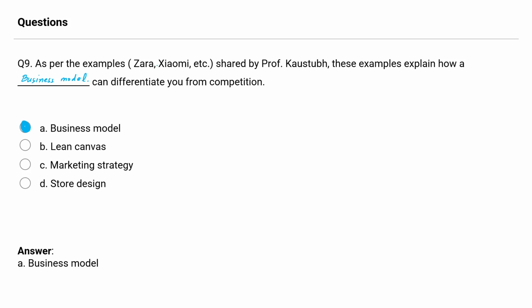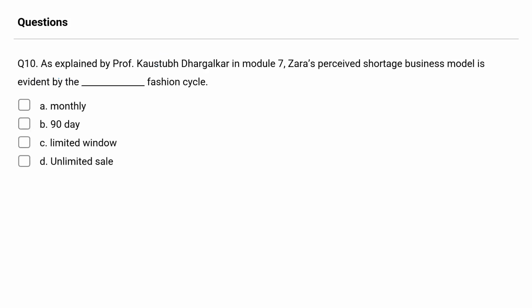All right. Now comes question number 10. As explained by Professor Kostov Hargarkar in Module 7, Zara's perceived shortage business model is evident by dash fashion cycle. The options are given in multi-select, so there are multiple correct answers. Is it the monthly fashion cycle, 90-day fashion cycle, limited window fashion cycle, and unlimited sale fashion cycle? All right. What do you tell me?